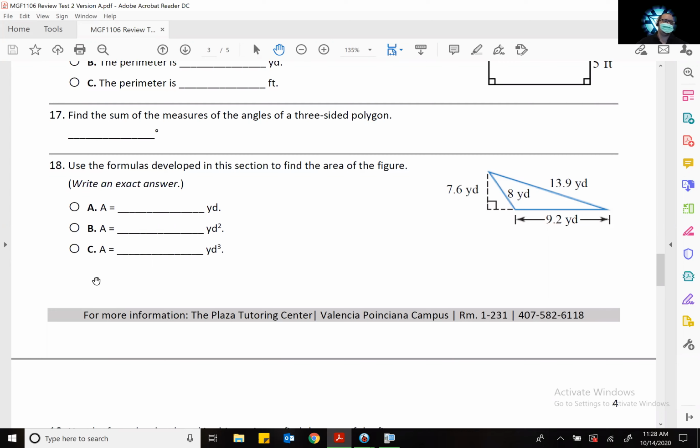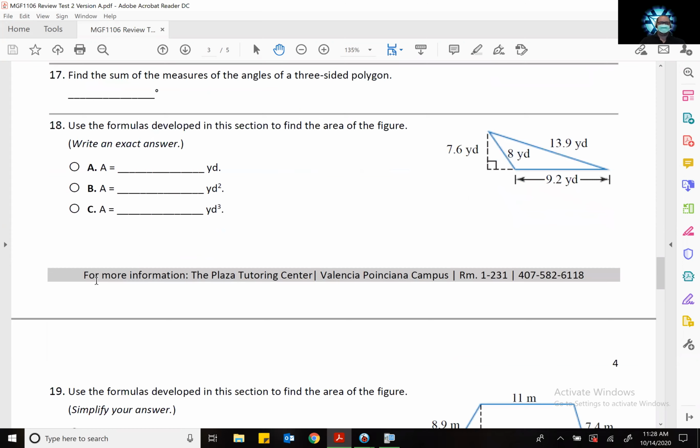Come on, help me out here. Wait, what's going on? Which answer are we going to choose? A, B, or C? Oh, B. Sorry, B. There we go. All right, 19. We're almost there.